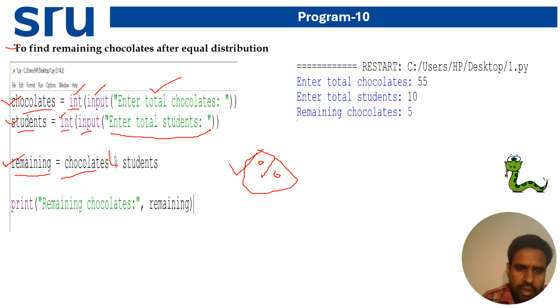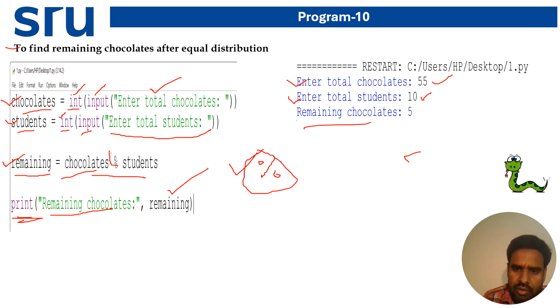Now I'm going to print the result. We want the result, so you have to write the print function. Now the message is remaining chocolate. Where is the output stored? In remaining. Suppose a message comes to enter the chocolate. Now I give 55. Here, total student, 10. Now how many chocolates remain? So when you input chocolate, how does it calculate the remaining? Chocolate modulus student.